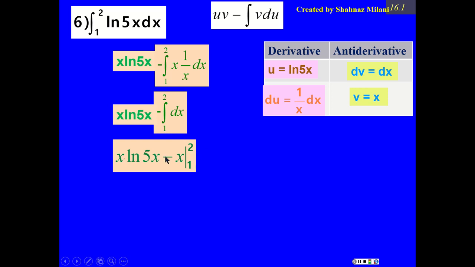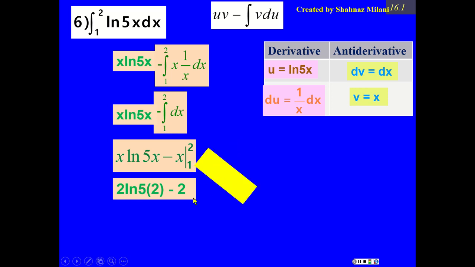This is my antiderivative. Next step, replace your x by the higher x value. The higher x value is the 2. 2 goes here, and 2 goes here. Now, these two numbers, you can multiply by each other. You plug it in the calculator, then 2 natural log of 10 minus 2 is going to be 2.605.